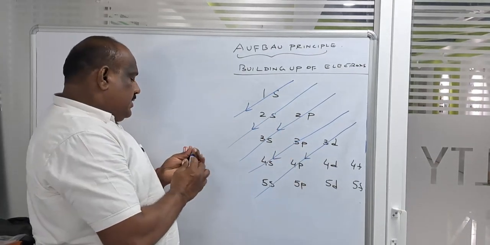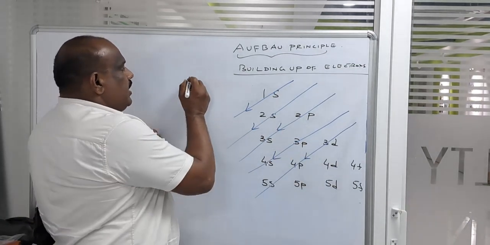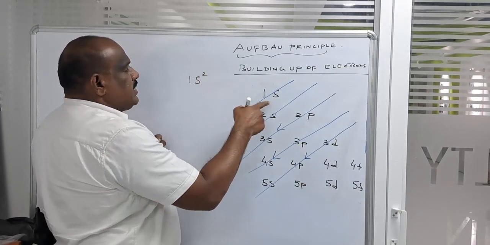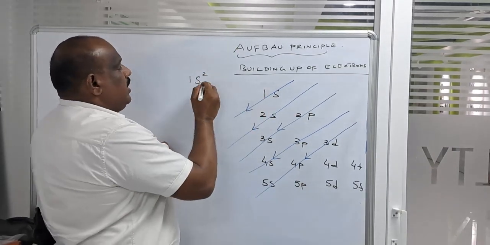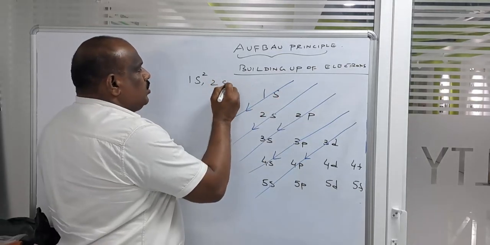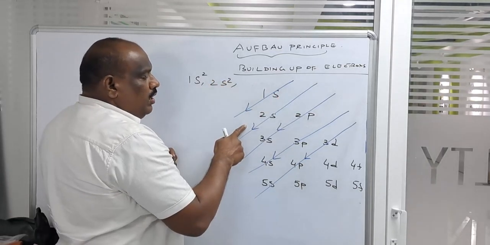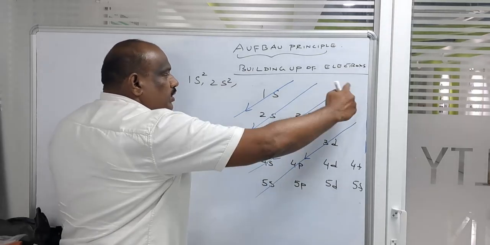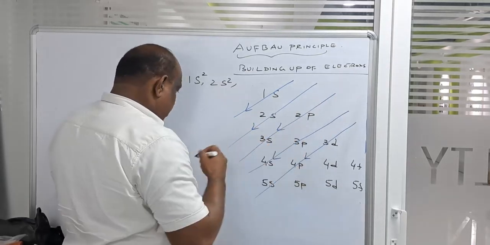Now what results did we get? 1s2. Why did I put s2? Because s can hold a maximum of 2 electrons. After completing 1s2, I have to complete 2s2. Then you should not go to 3s; I have to go to this side. So it will come like this.